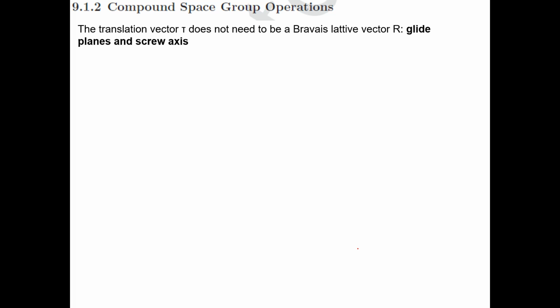Okay, so there are two types of important space group operations that we call compound space group operations. And these are glide planes and screw vectors. So in general, this translation vector tau does not need to be a Bravais lattice vector, a lattice vector R, okay? Many times it will be, but not always. So when that does not happen, we have two cases to consider. It could be a glide plane operation or a screw axis operation.